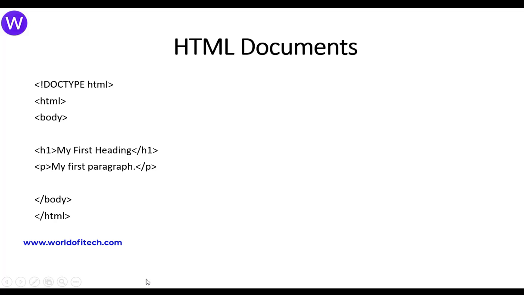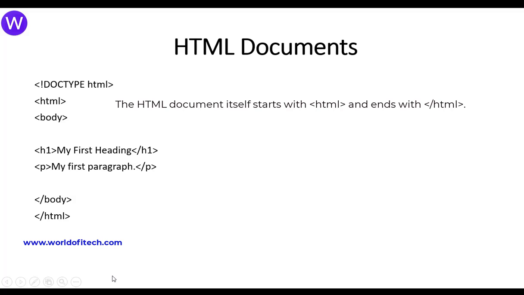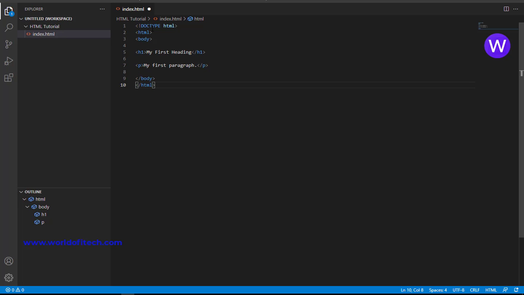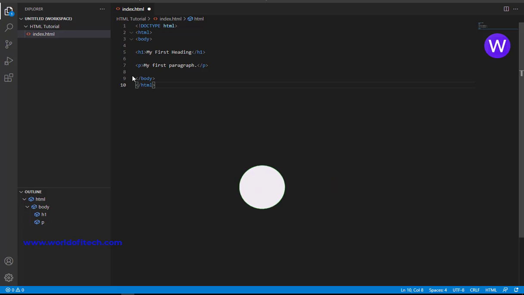data tables. HTML documents. All HTML documents must start with a document type declaration, doctype HTML. The HTML document itself starts with <html> and ends with </html>. The visible part of the HTML document is between <body> and </body>. Example: doctype HTML, html, body, heading 1, my first heading, P, my first paragraph, body, html.